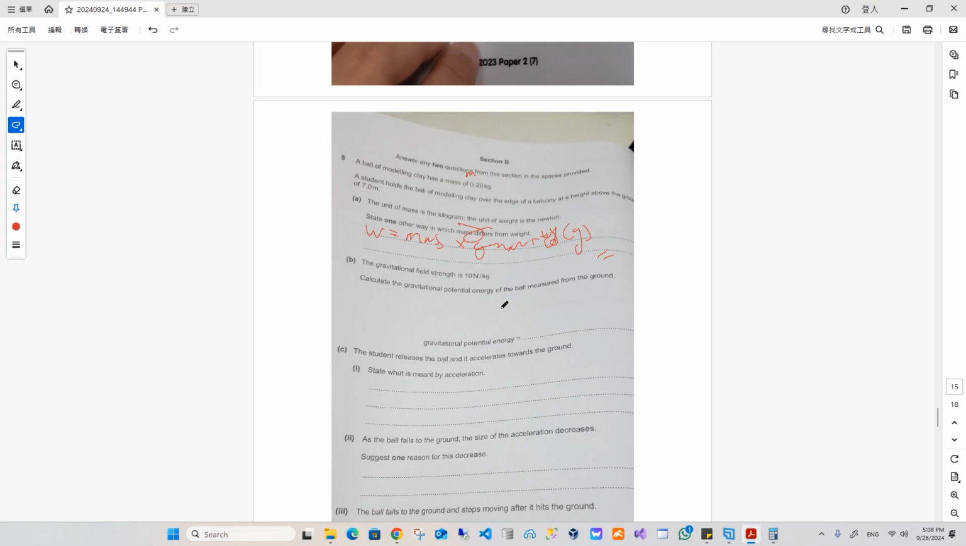Calculate the gravitational potential energy of the ball measured from the ground. Gravitational potential energy, GPE, is equal to mgh. Is it weird? No, mg is the weight, and height is where the weight moves along. Actually, it's work done against the gravitational force. Force times distance is the same thing. So why are we remembering this formula? But we get used to it. So mg is already 10. I'm sorry, this is g. The m is 0.2.